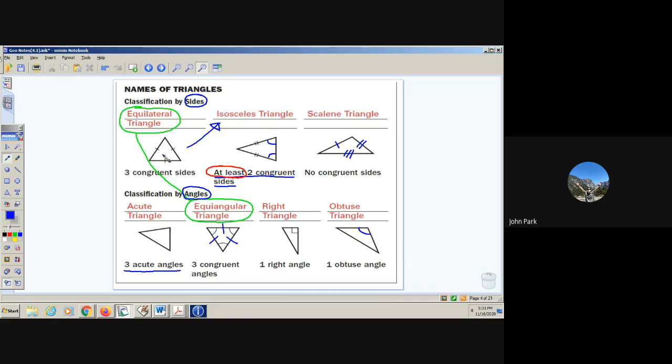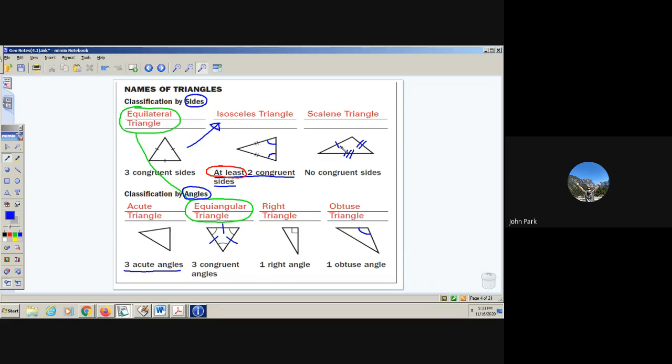Well, we know all three of them are congruent, but as long as two of them are congruent, we can call that isosceles as well. So all equilateral triangles are isosceles. However, not all isosceles triangles can be called equilateral, right? Because when only two of them are the same, then it's just isosceles. When all three of them are the same, it's equilateral, right?